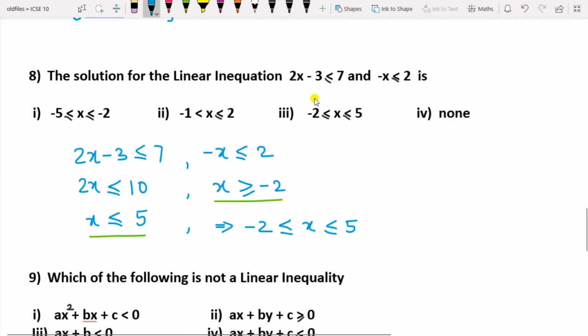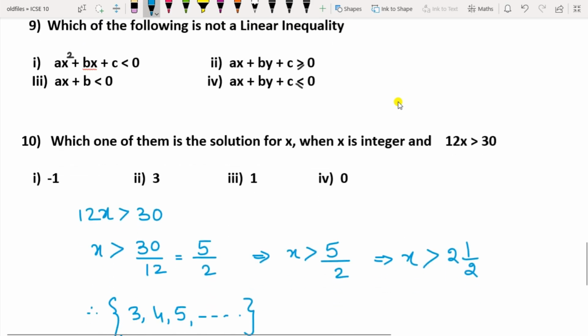The solution for the linear inequation 2x - 3 ≤ 7 and -x ≤ 2 is. So you have to solve this equation. You get the value of x as x ≤ 5. And already it is given as -x ≤ 2. So if you multiply by -1 on both sides, your sign changes, so it will be x ≥ -2. So you have to write the solution set as this. So this is the correct option.